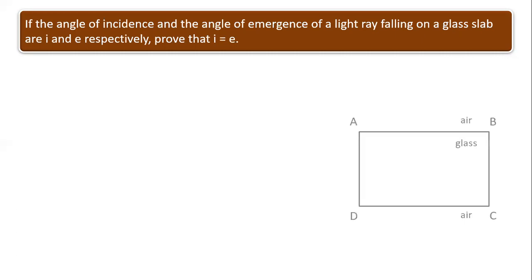So now for proving this, I consider a glass slab. Obviously there are two media here, the slab which is made up of glass and it is surrounded by another medium, air. Now I have a ray of light coming and falling on this glass slab.